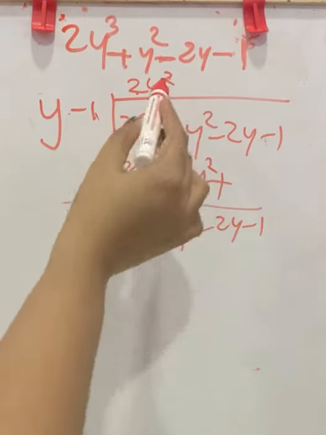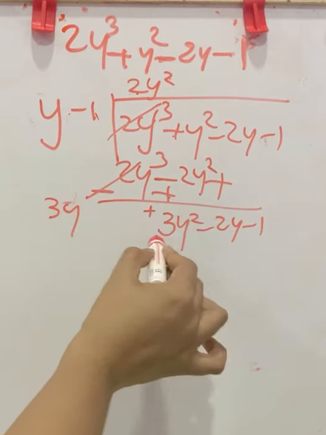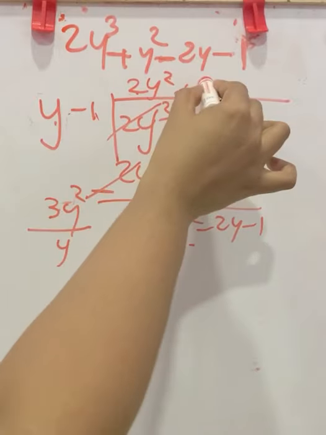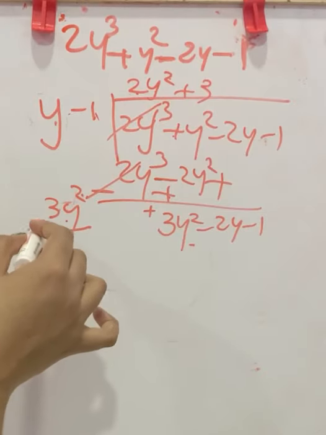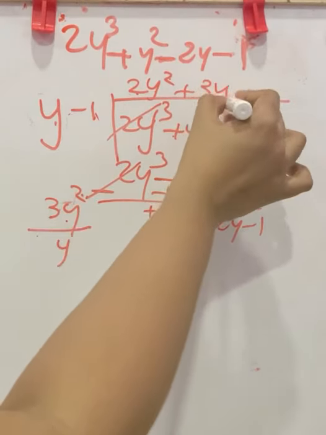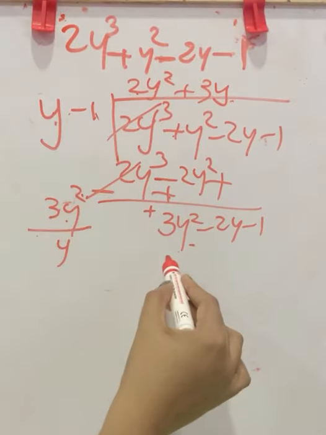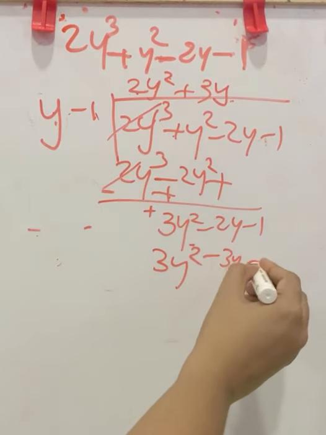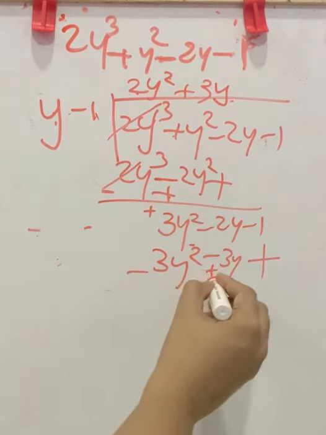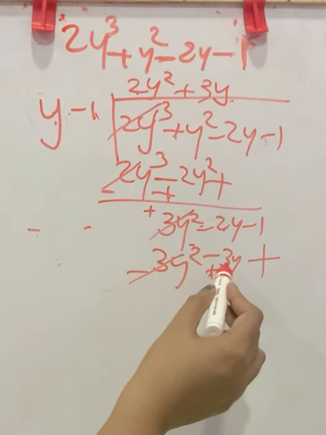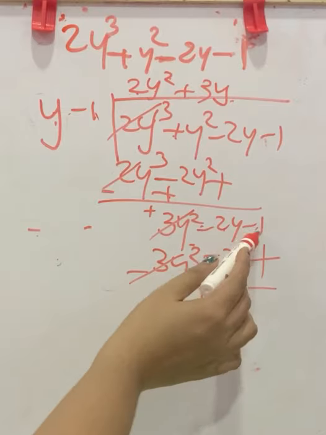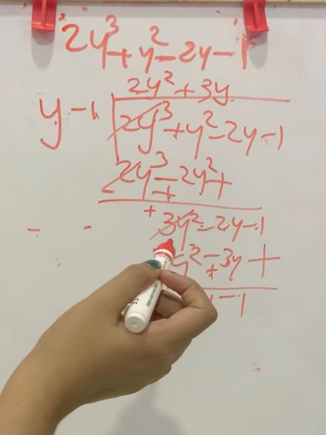Now to get the next term, divide 3y square by this y. 3y square by y is y raised to 2 minus 1, that is y. 3y into y, 3y square. 3y into minus 1, minus 3y. Subtraction, make it addition, change the signs. This will get cancelled. Minus 2 and plus 3y is plus 1y. Carry down this minus 1. Don't forget to carry down this minus 1 here.